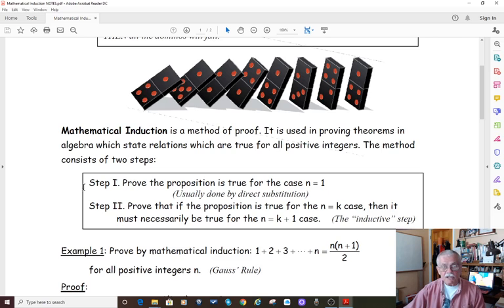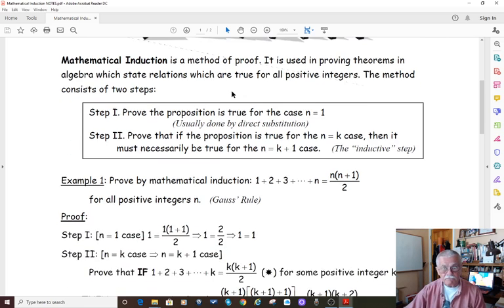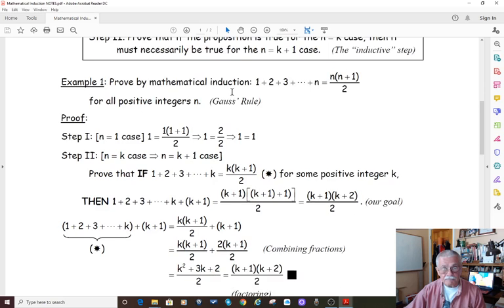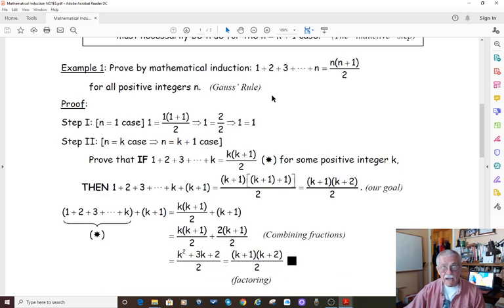In other words, step one means the first domino goes. Step two means whenever a domino goes, it makes the next one after it go. So if that happens, then all the dominoes go. They all fall, and that's proof by induction. So let's do a simple example, and let's do Gauss's rule.